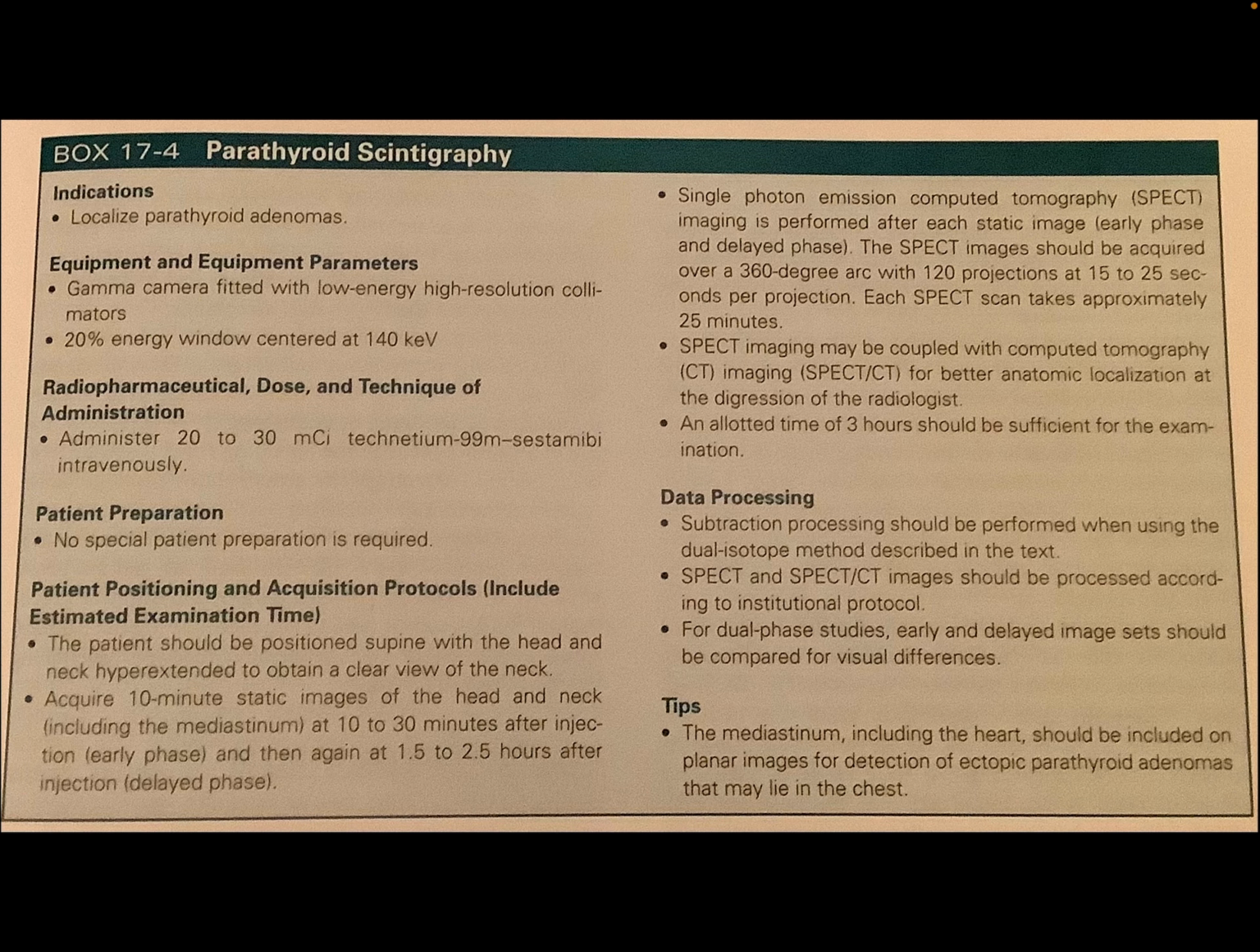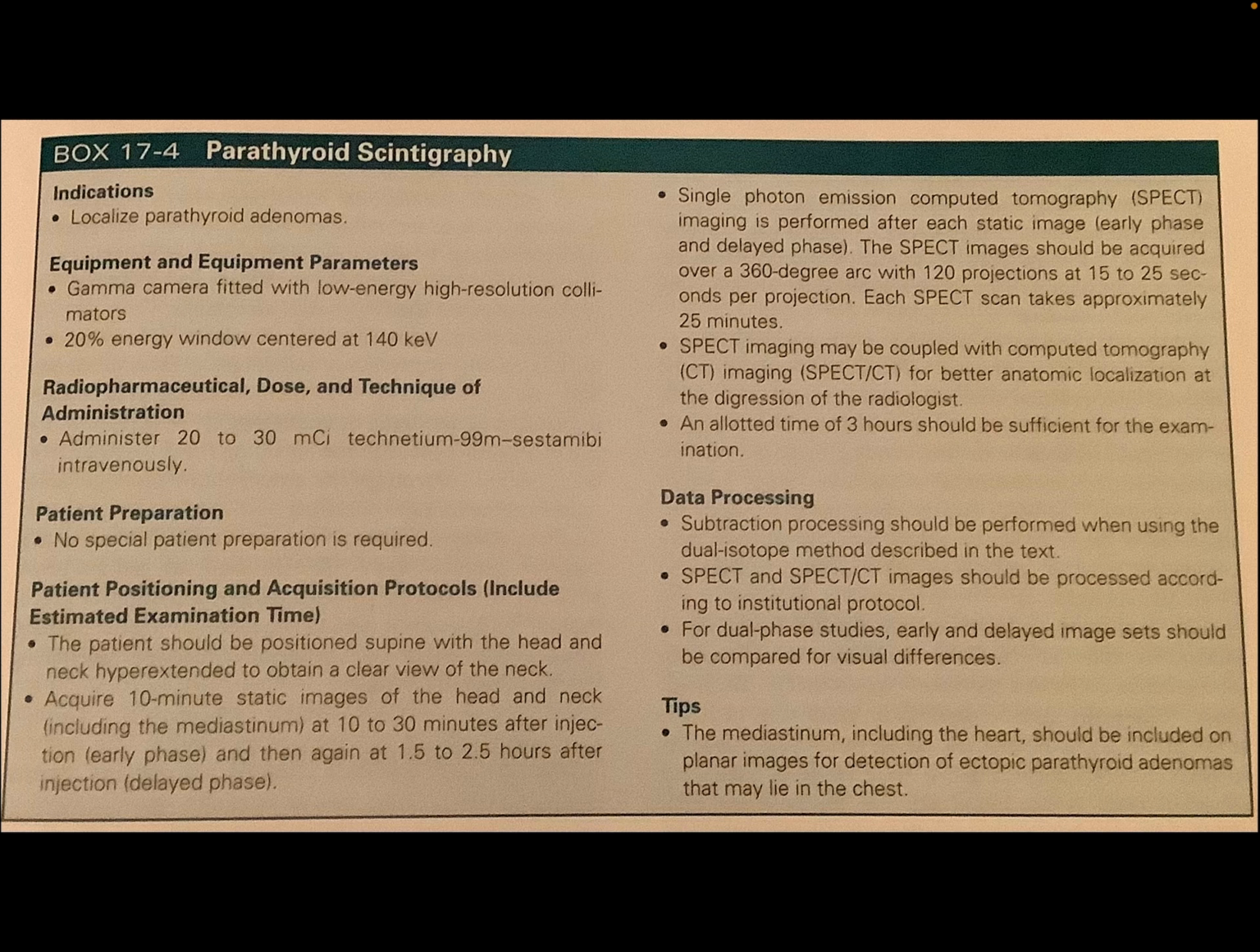Here we have the parathyroid scintigraphy information on the indications and equipment that you use. You're using a gamma camera with low energy, high resolution collimators. I'm going to administer 20 to 30 millicuries of Tc-99m sestamibi via IV. There is no special patient preparation for the study. The patient should be positioned supine with the head and neck hyperextended to obtain a clear view of the neck.